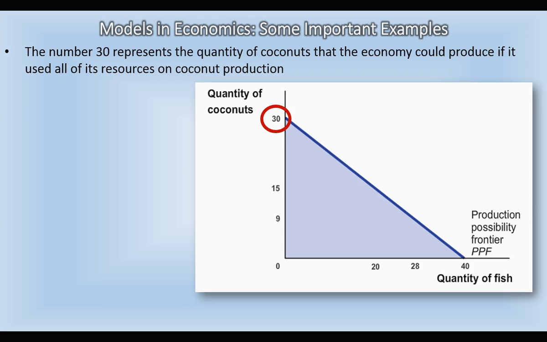Remember, this is the Cartesian plane. It's the standard plane where you draw graphs, where you've got a y-axis and an x-axis. And the x-axis generally represents the independent variable, and the y-axis generally represents the dependent variable. But we're not thinking about that kind of functional relationship right now. But as far as the significance of this number, it is what it always is whenever you have a line on a graph. It's the y-intercept. And in this case, the y-intercept represents the most amount of coconuts that you can produce if you only produce coconuts in this simple world where only coconuts and fish are produced.